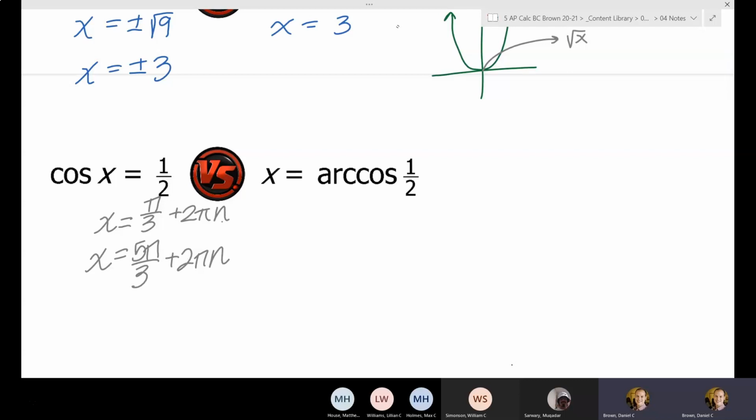Meanwhile, if I just say arc cosine, remember arc cosine is the same thing as saying the inverse cosine. That will only give you one answer because mathematicians have defined this as an inverse function. So it will only have one answer, one x for every y. And if I just say x is equal to arc cosine of 1/2, x is just equal to pi over 3 because we have restricted the domain.